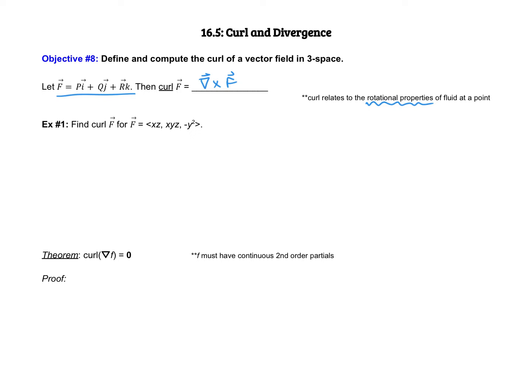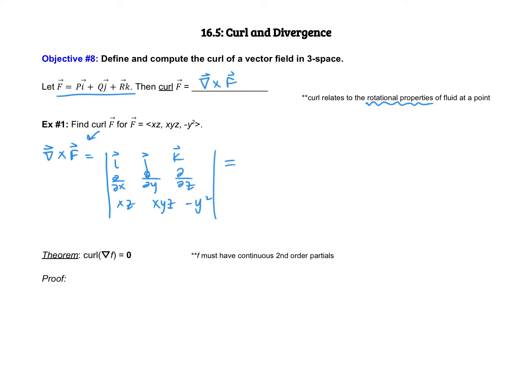Let's find the curl of F for that given vector field in example number 1. To find curl of F, we're going to take the gradient operator and cross it with F. Hopefully you remember how to find a cross product from a few units ago. We're going to set up a matrix and find the determinant of that matrix. So we have i, j, k. Curl then is the partial with respect to x, the partial with respect to y, and the partial with respect to z. And then we can put in our components: xz, xyz, negative y squared. And we are finding the determinant.